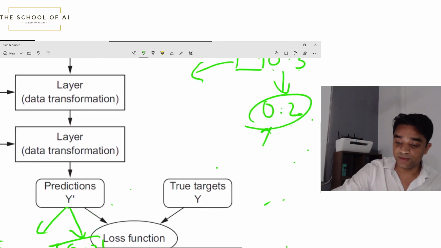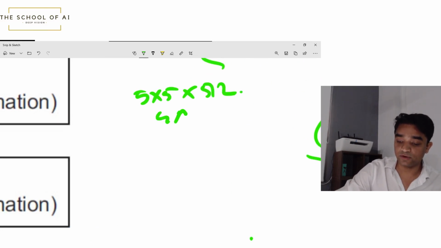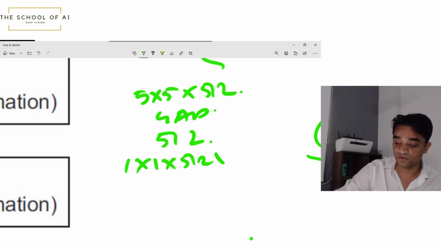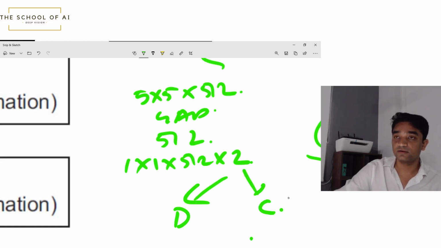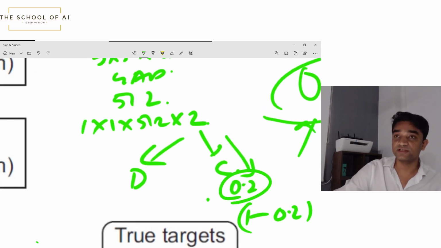I'm going to make a very simple model. The last layer for me is 5 cross 5 cross 512. I'm doing a GAP on top, and after the GAP I get 512 numbers. I'm going to use a 1 cross 1 cross 512 cross 2 layer. This gives me two numbers, one for the dog and one for the cat. This is 0.2. This is not the loss. The loss is 1 minus 0.2. I'm focusing on this value right now.